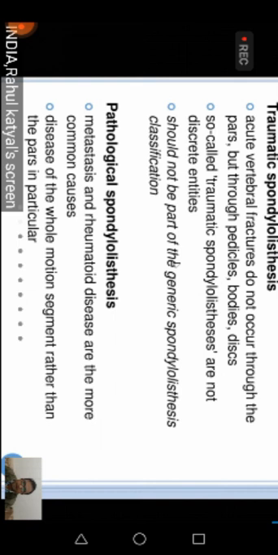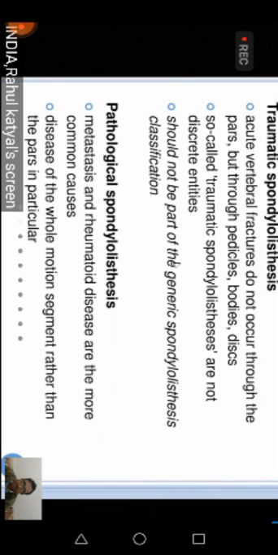So in those cases, we have seen that after injury, what happens? The stability of the spine is guided by the various ligaments. On the anterior side, there is the anterior longitudinal ligament. On the lateral side, there are lateral ligaments. On the posterior, there is the posterior longitudinal. So whenever there is any injury to the spine, the stability of the spine is reduced. Due to that reason, traumatic spondylolisthesis occurs.